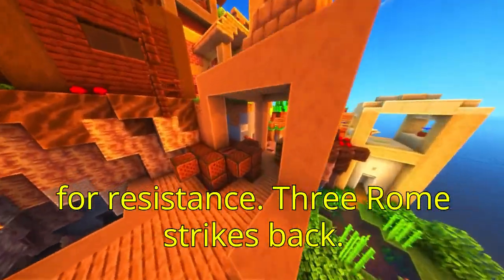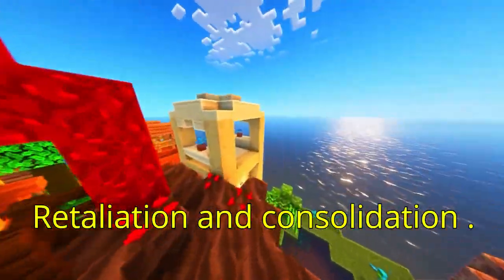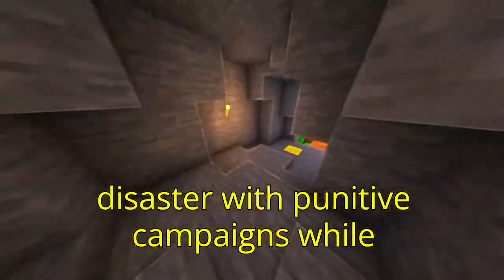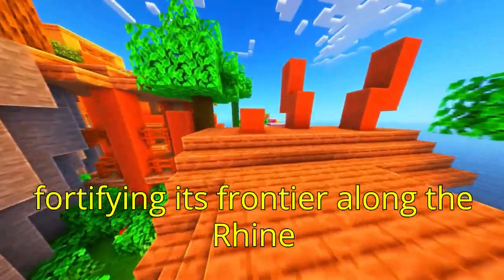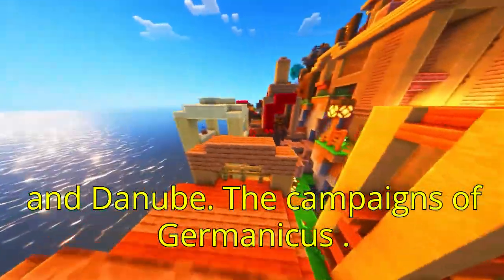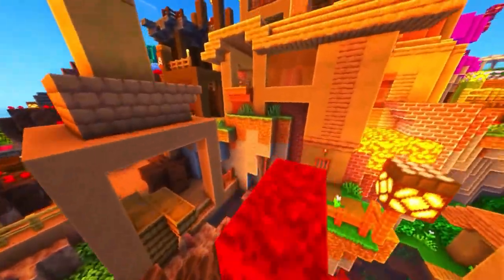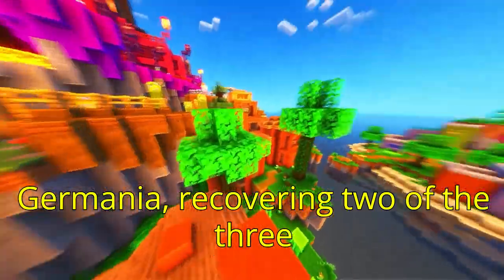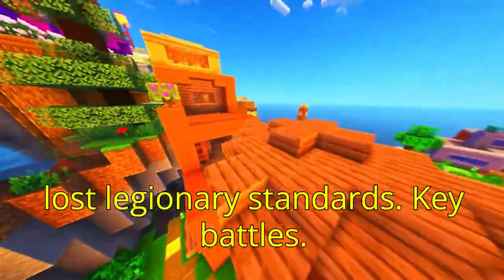3. Rome strikes back. Retaliation and consolidation, 14 to 180 CE. Rome responded to the Teutoburg Forest disaster with punitive campaigns while fortifying its frontier along the Rhine and Danube. The campaigns of Germanicus, 14 to 16 CE. Germanicus led retaliatory strikes into Germania, recovering 2 of the 3 lost legionary standards.